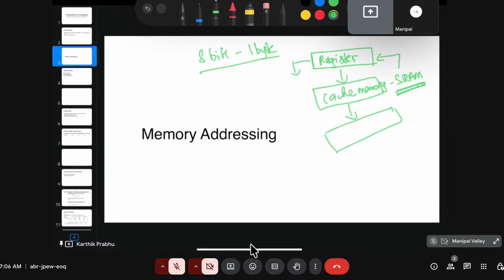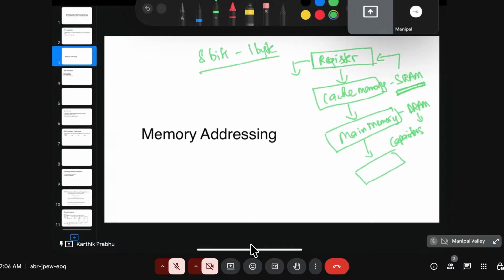And then after that, we have main memory. Main memory is implemented using DRAM. DRAM is a bit different. This DRAM uses capacitors. Again, we'll get into this when we talk about memory in more detail. And then we have disk.